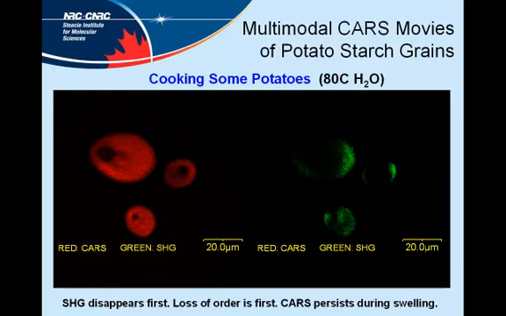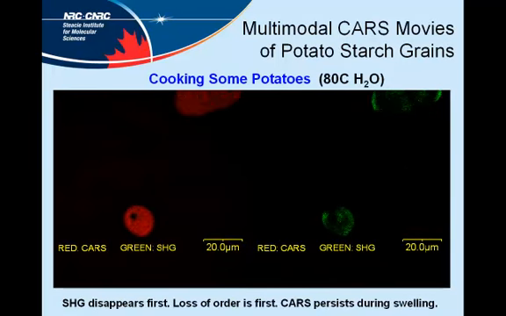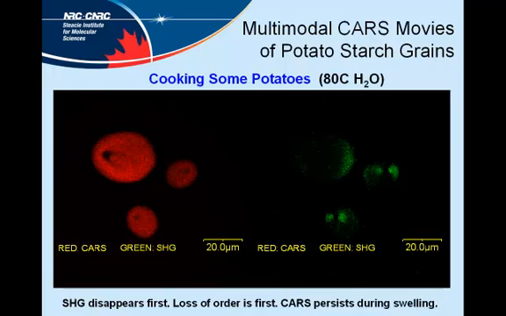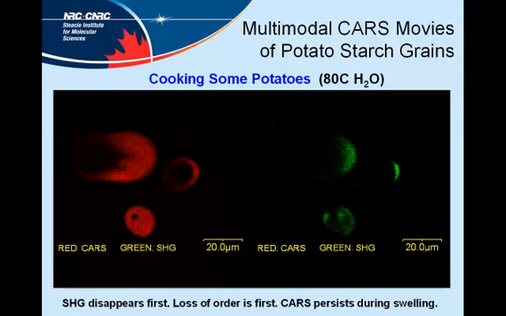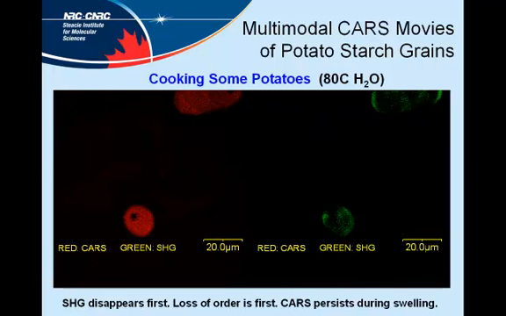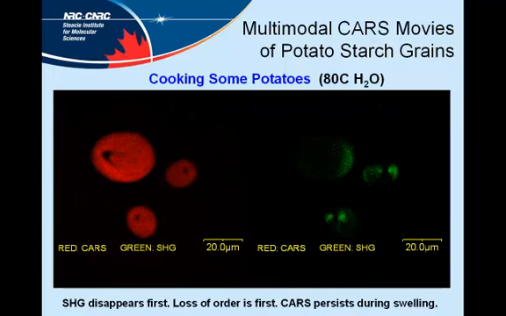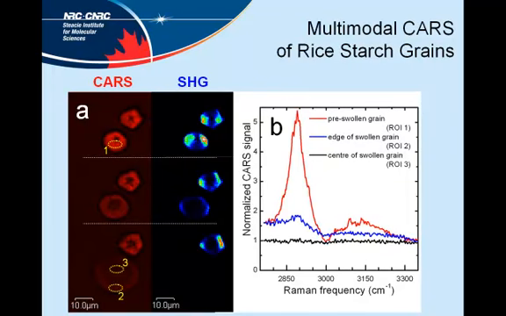So what we did is we took these starch grains and we put them on a cover slip and we sealed it and we heated them up to 80 degrees Celsius and we made a movie. And what we're doing is we're looking at the second harmonic in green and the CARS in red as we're heating this up. And so what we're watching is how hot water is attacking these starch grains. We can also do spectroscopy here, and you can see how not only is the morphology changing, but the spectra are also changing during this process.